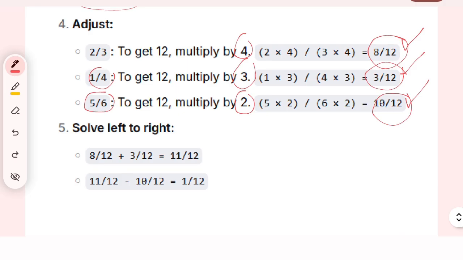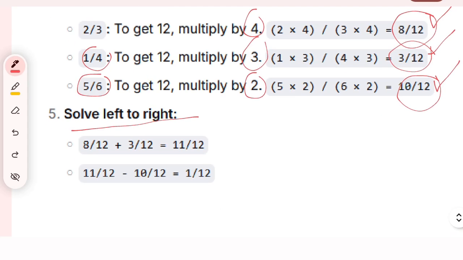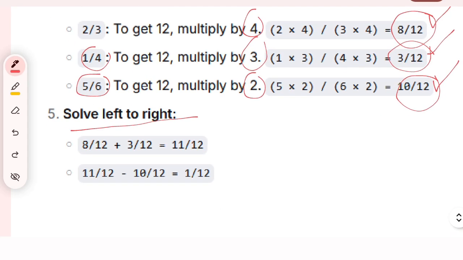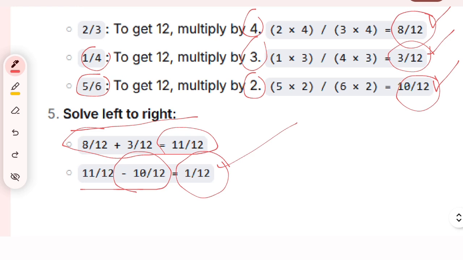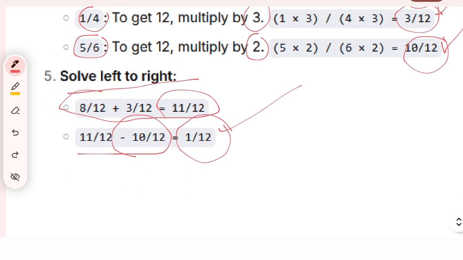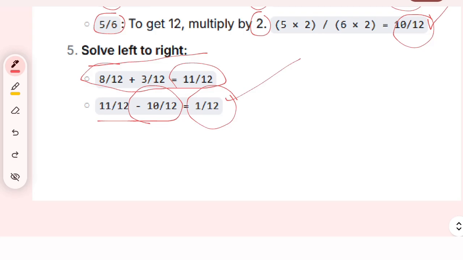Since they are all like fractions, we can immediately add or subtract them. And you need to go from left to right. So 8/12 plus 3/12 is 11/12. Then from 11/12, you subtract the last fraction, which is 10/12. The final answer is 1 over 12. Remember, it's left to right.